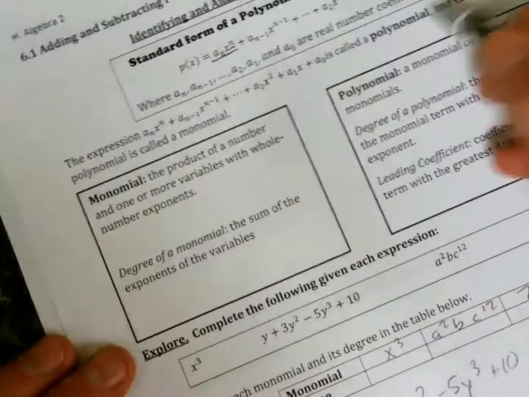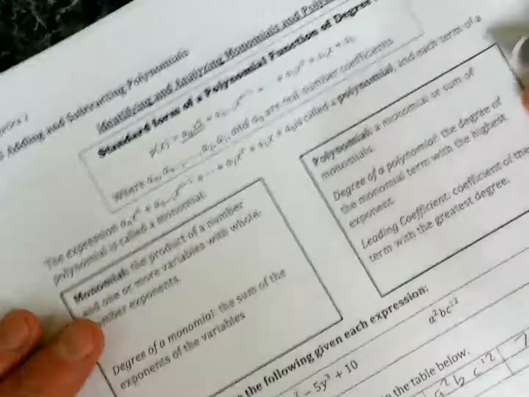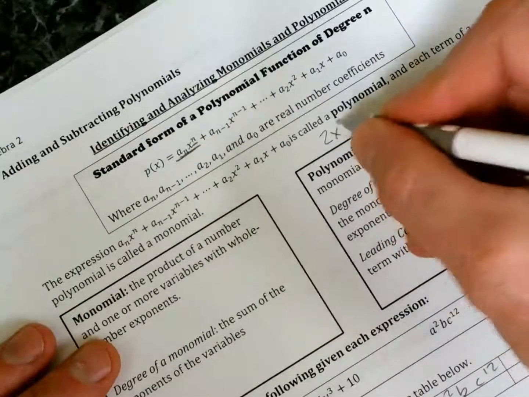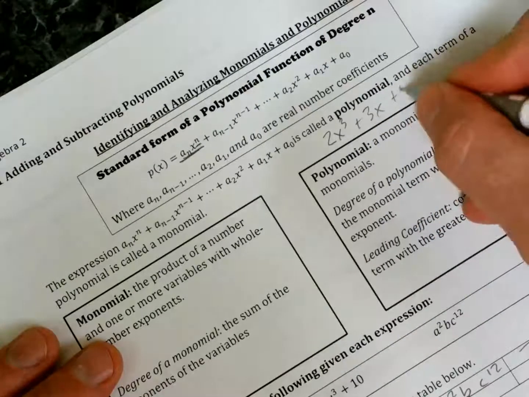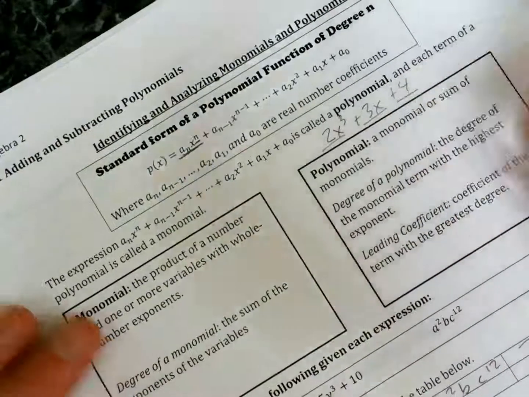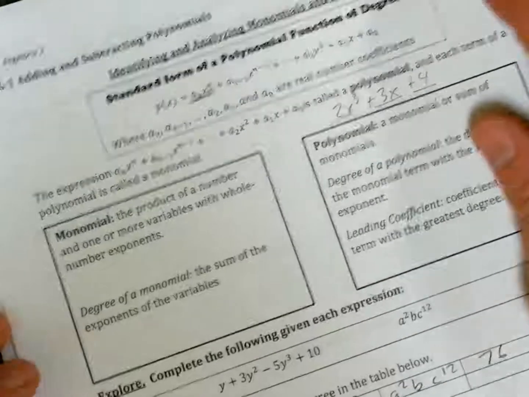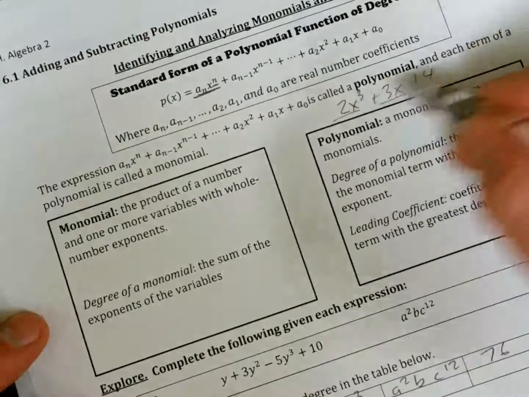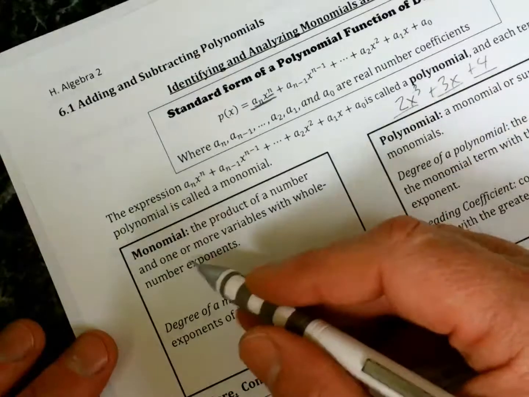So each term within a polynomial is called a monomial. If I took this term, that would be a monomial. Let me just write an example too. If I had 2x cubed plus 3x plus 4, that would be a monomial, that would be a monomial, and that would be a monomial. So in this situation, we have a total of 3 monomials to make up this trinomial.